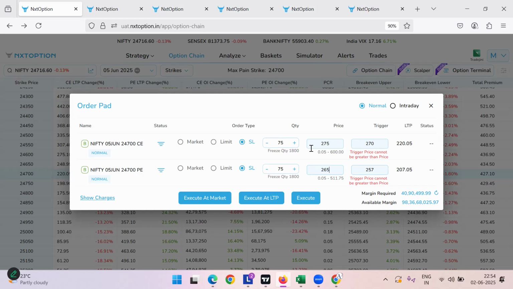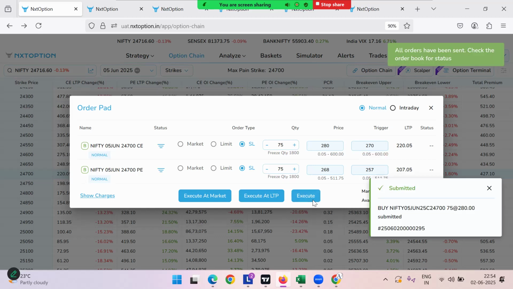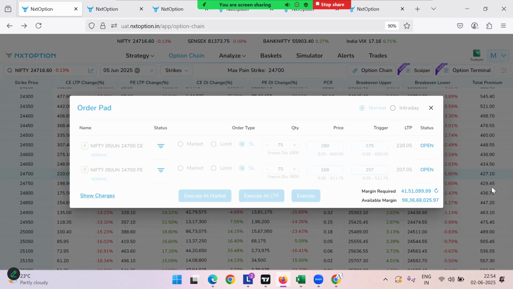We at TradeGenie store the stop losses at the exchange level. So when the price touches 270, your order would get automatically pushed to the exchange, and it will be purchased between 270 to 275. In case of a highly volatile market, you can make it 280, and this one probably 267 or 268, and click execute. Your stop loss orders will also be placed.